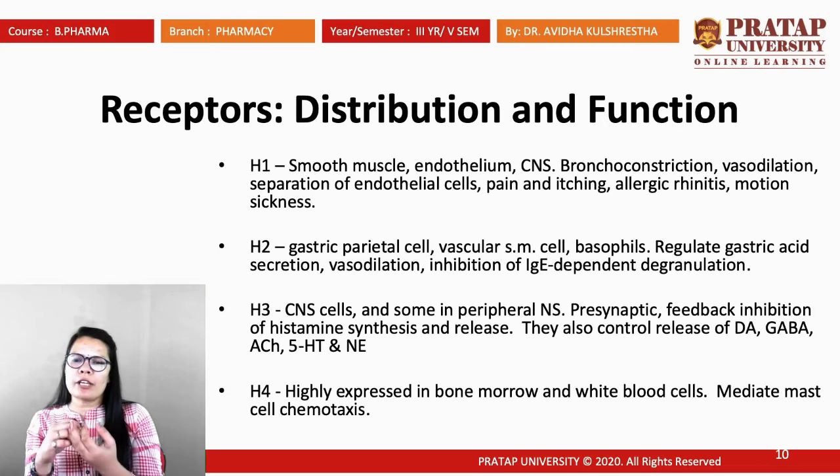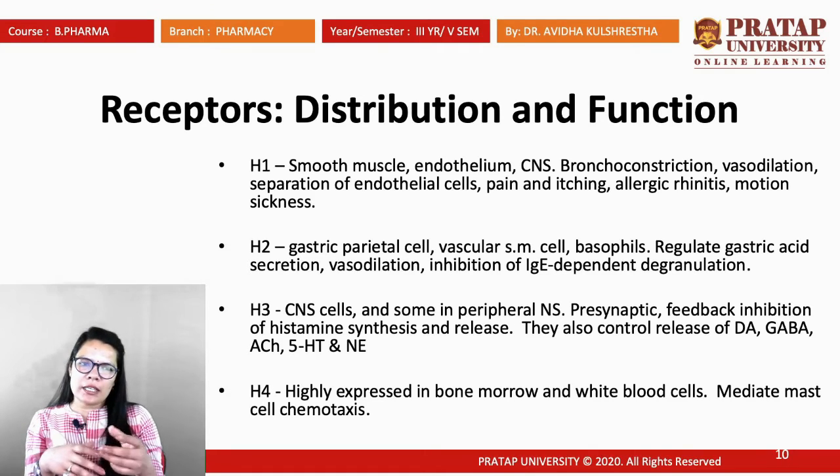So first of all, we are talking about H1. These are found in smooth muscles, endothelium and the CNS. Their functions are bronchoconstriction, vasodilation, separation of endothelial cells, pain and itching. It can also create allergic rhinitis, or you can say motion sickness.